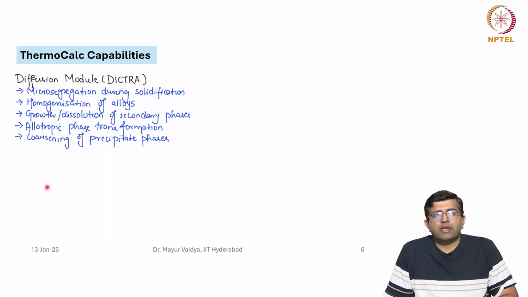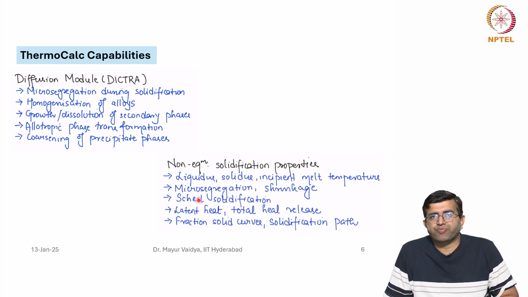Then, as I said, you have the diffusion module in this, which is called DICTRA. It allows microsegregation during solidification to be simulated, homogenization of alloys, growth or dissolution of secondary phases, which is very important for several of the engineering alloys, allotropic phase transformations, and coarsening of the precipitate phases. So various diffusion controlled processes can be simulated.